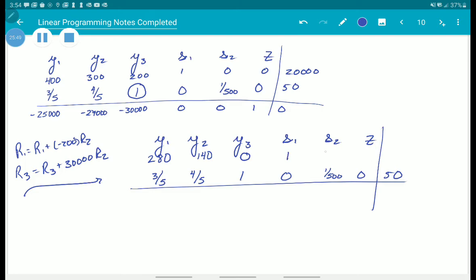This is a 1. Negative 2 over 5. 0. And 10,000. When I take row 3 and replace it with row 3 plus 30,000 times row 2, we know that that's going to be a 0. Plugging everything in the calculator.